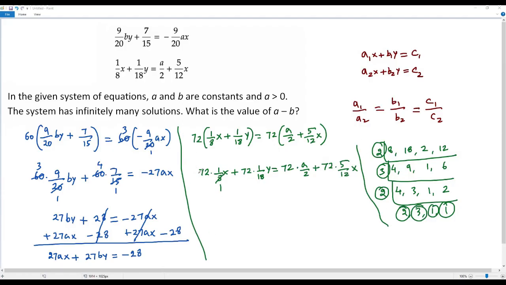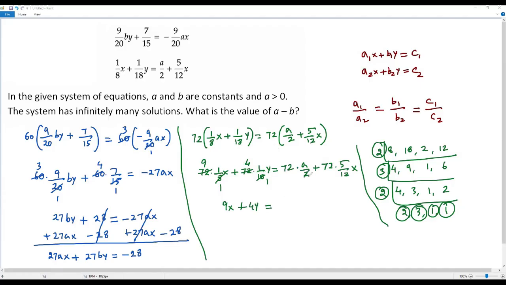8 goes into 8 1 times and 8 goes into 72 9 times. That is 9 times 1 is 9. 9 times x, we get 9x. Okay, here 18 goes into 18 1 times and 18 goes into 72 4 times. 4 times 1 is 4 and 4 times y is 4y. That is a positive 4y.